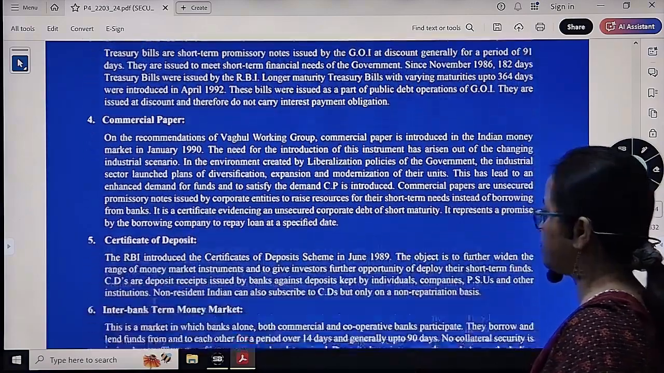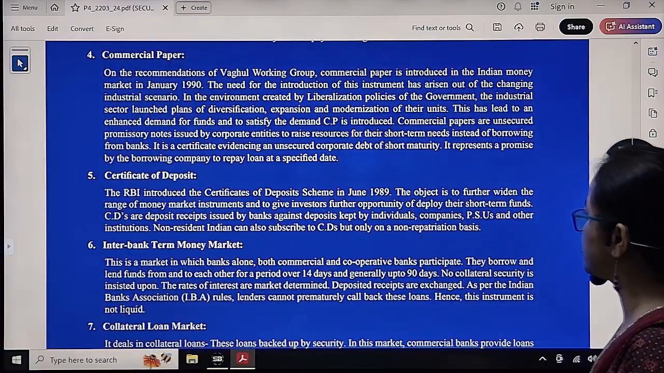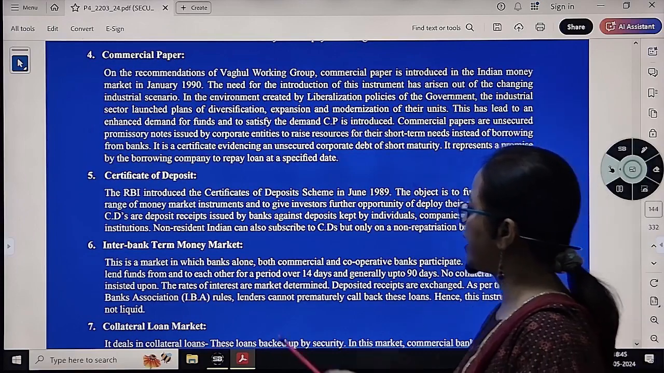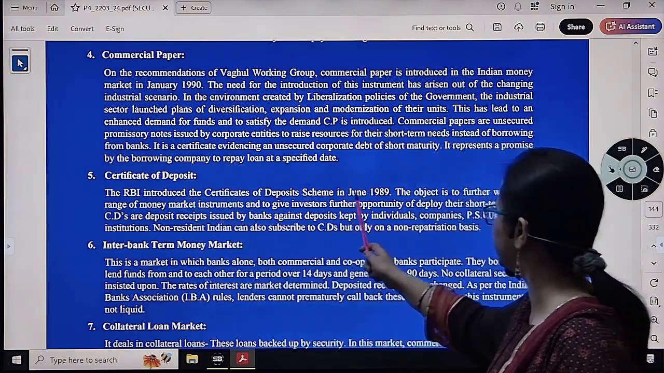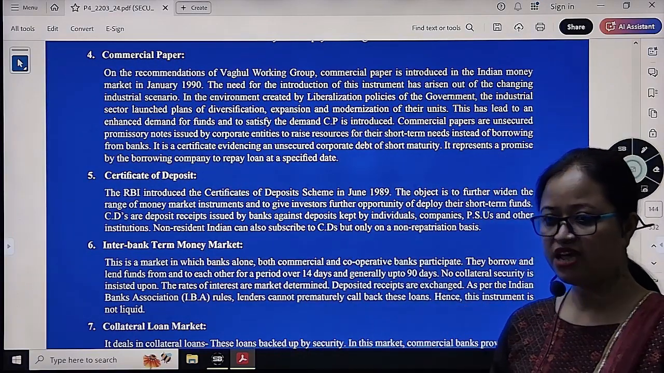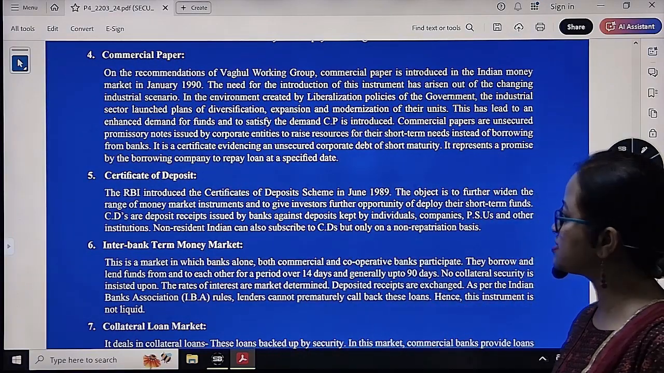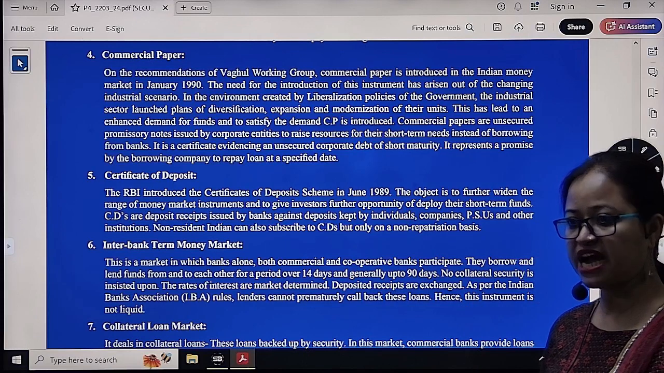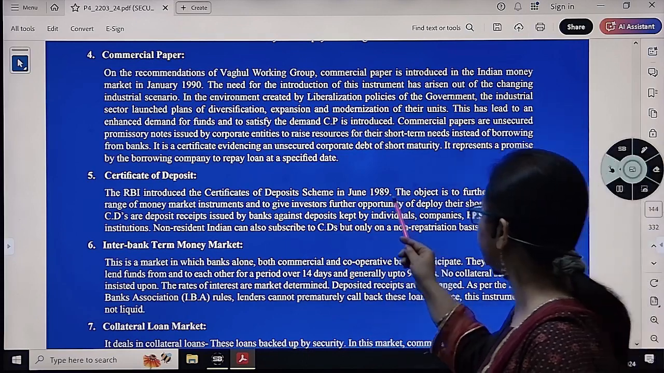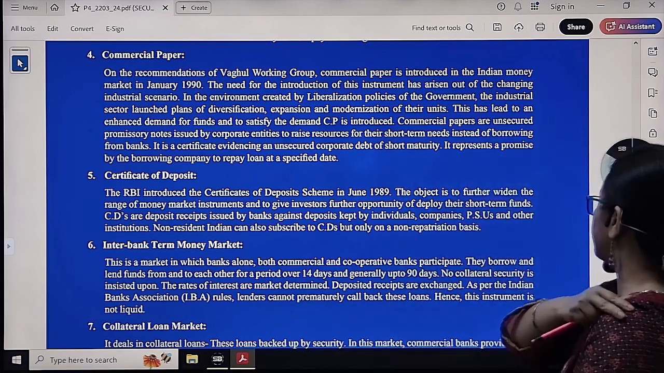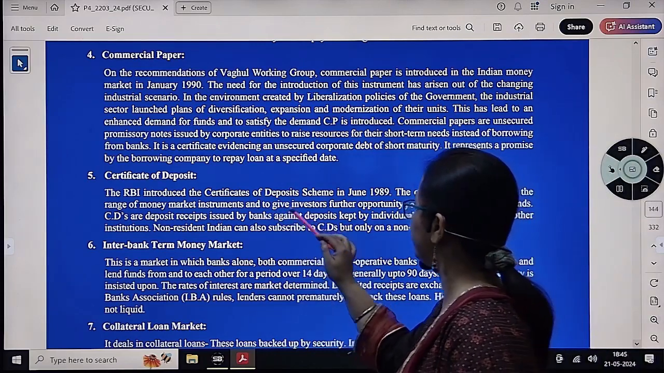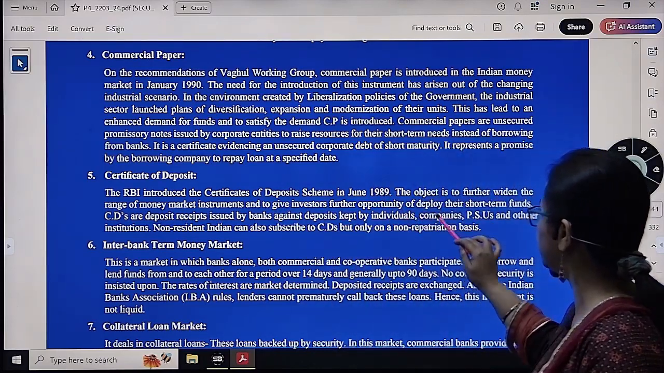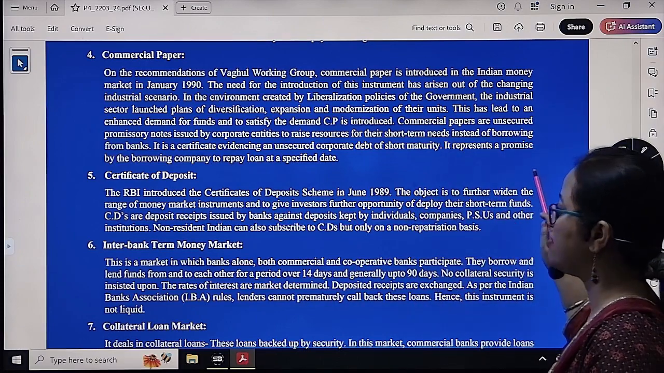Now certificate of deposit. So the certificate of deposit was introduced by RBI, underline that, it was introduced by RBI in the year 1989. So the MCQ will be: who issues CD, certificate of deposit? RBI. Which year? 1989. The objective is to further widen the range of money market instruments and to give investors further opportunity to deploy their short-term funds.